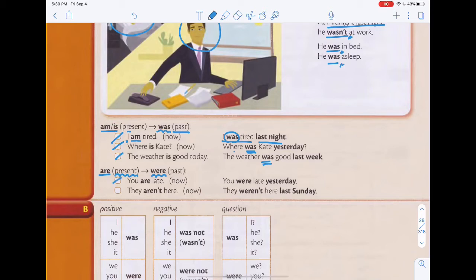So like this example, you are late. This is what you're saying right now. If you want to talk about the past, it will be you were late yesterday. Over here, they aren't here. Okay, this is right now. They aren't here. They weren't here last Sunday. All right, because last Sunday is past tense, you will say they weren't here last Sunday.